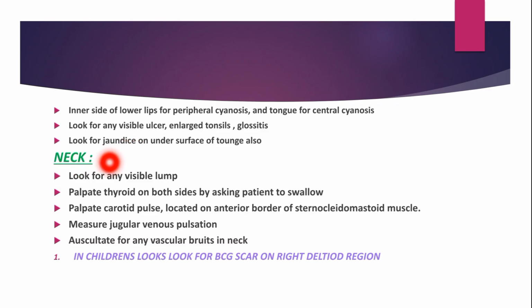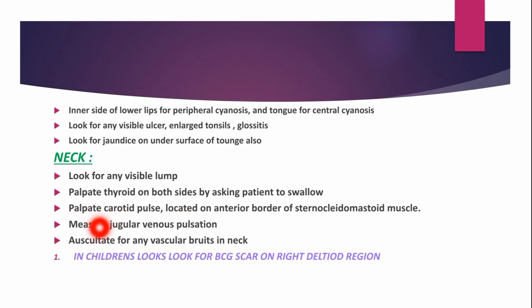Next one is the changes in the neck. So in the neck, look for any visible swelling or lump. Similarly, also palpate the thyroid gland on both sides by asking the patient to swallow. Similarly, also palpate the carotid pulse, which is located on the anterior border of the sternocleidomastoid muscle. But note that the carotid pulse is palpated unilaterally. Do not palpate the carotid pulse bilaterally at the same time.